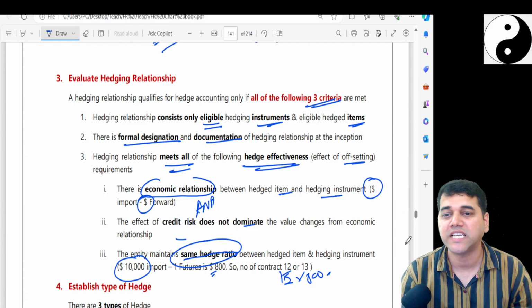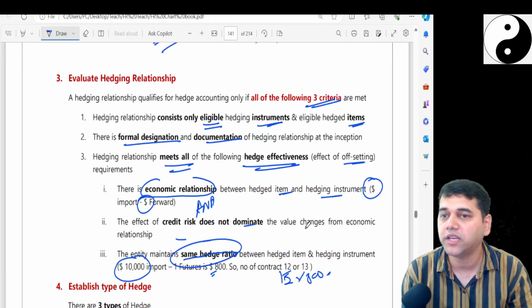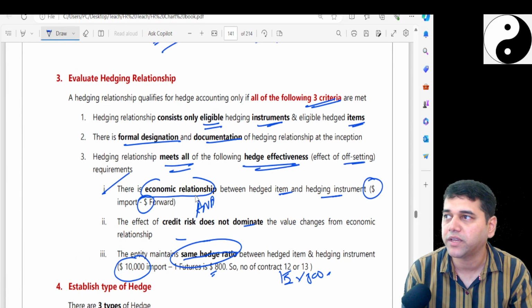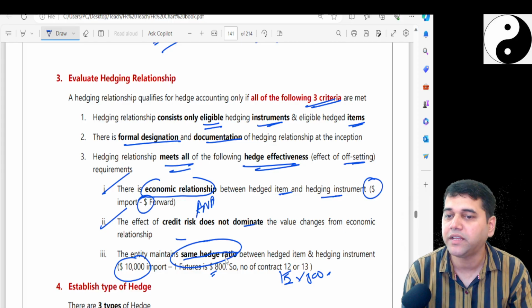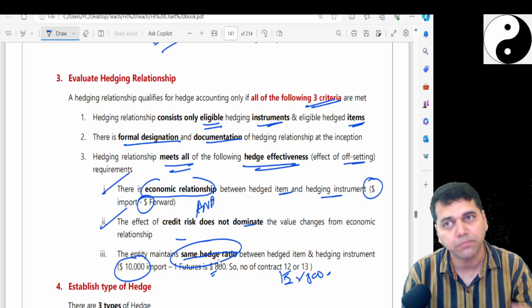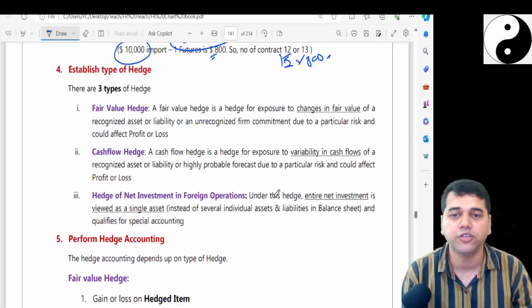So next is to establish the type of hedge. Are you clear about this relationship? Three conditions have to be fulfilled: there must be an economic relationship, credit risk should not dominate, and you need to maintain the same hedge ratio. How much you are going to import, that much worth of contracts you need to enter.